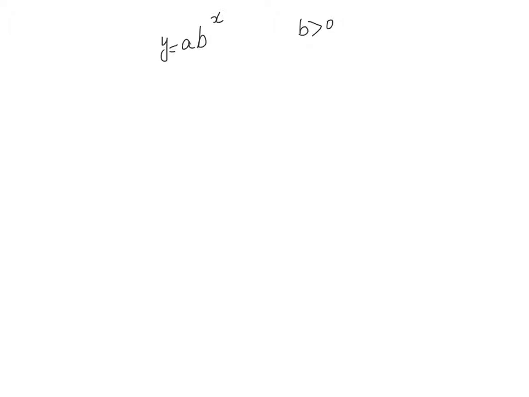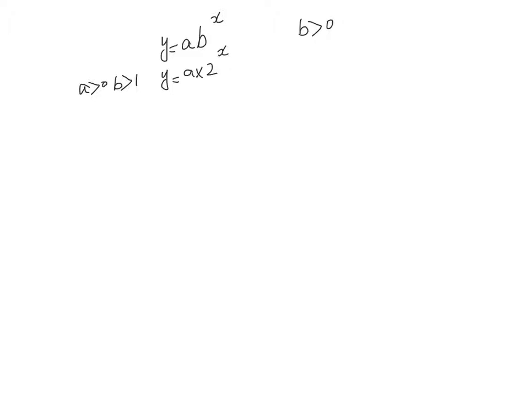Now let's consider each case separately. For instance, let's assume that a is positive and b is also positive, but b is a number greater than 1. Let's see what will happen. Let's say that number is 2. Then we are going to have y equal to a times 2 exponent x. The reason I'm assuming that b is 2 is for you to understand what will happen if b is greater than 1. Any number, let's say 1.5, 10, whatever.